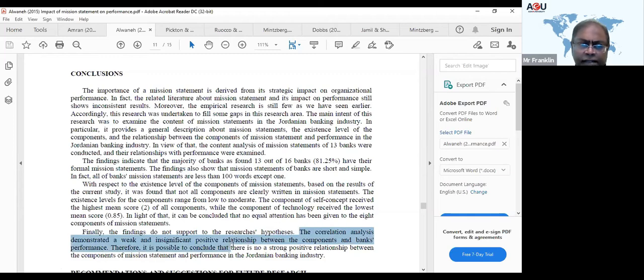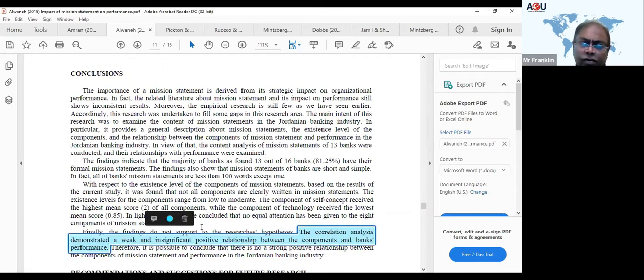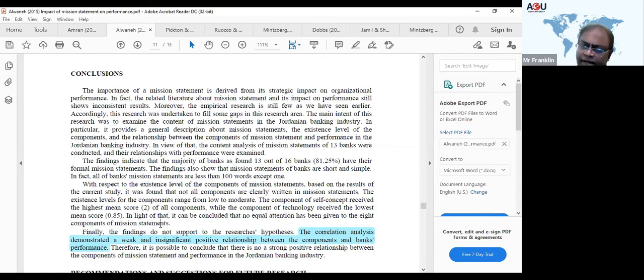So the correlation analysis demonstrates a weak and insignificant positive relation between components of the bank performance, which means, okay, this is good. Look at this one. Finally, the findings do not support the residuals hypothesis. So he did a hypothesis saying that his hypothesis was that basically mission statements help. Remember, you go back to the hypothesis.